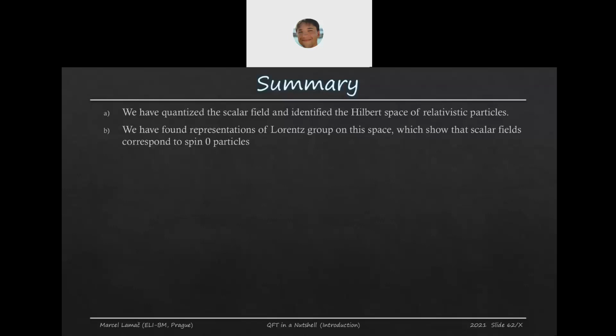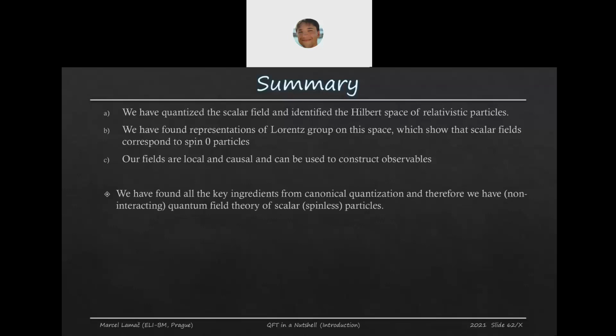So in the rest frame, the particles are spin zero particles, and our fields are local and causal, and therefore can be used to construct observables. So we have 3 out of 3 ingredients from this canonical quantization procedure, and we have constructed a non-interacting quantum field theory of scalar or spinless particles.